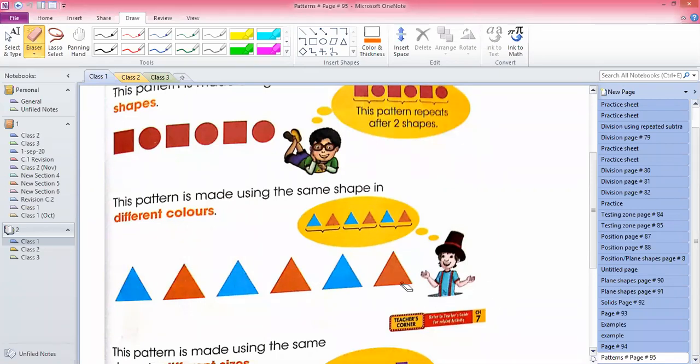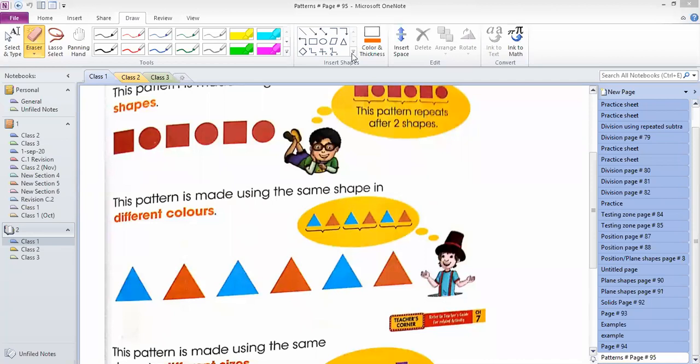So if I ask you, can you tell me which color triangle should be next to this? If I ask you to draw and color, which triangle should be there? So you will say, sir, it will be blue. If I ask you why, how do you know? So you will say, sir, because in the pattern after the blue triangle, there is an orange triangle, according to the pattern.